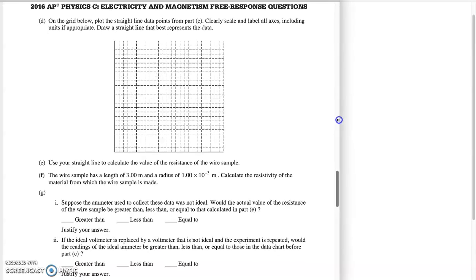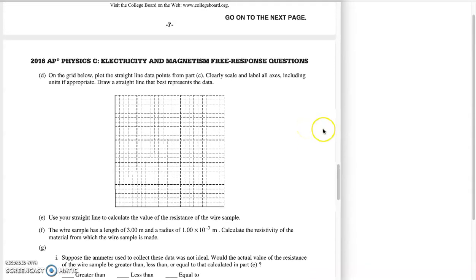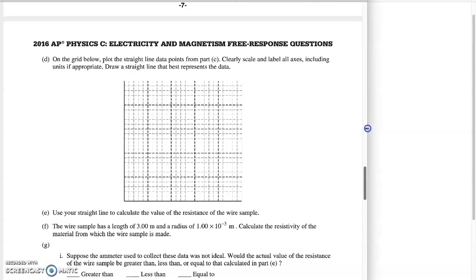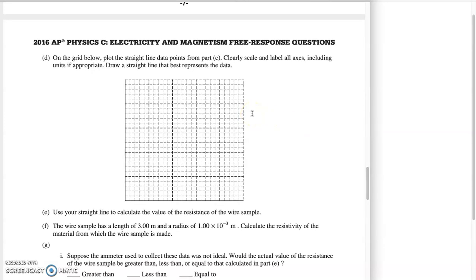Let's zoom in on the graph so that we can use this grid that they have provided for us. And what we're going to do is we're going to have to set up our axes. Notice how in the directions they say clearly scale and label all axes including units. And we're going to plot the points and then we're going to draw a straight line. They're telling us how they're going to award and distribute points on this part with all of those directions up there.